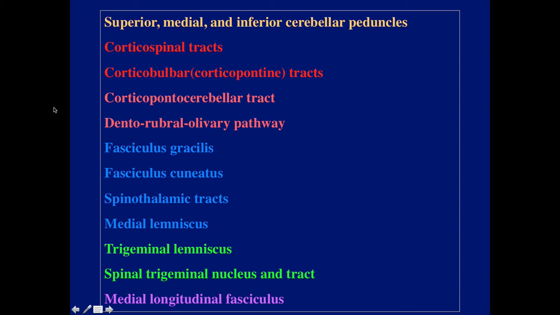And that brings me to the topic of the medial longitudinal fasciculus, known as the MLF. Now remember that I showed this chart before when I was talking about the various tracts going through the brainstem. I covered all of these in my talk on the brainstem, and then I covered the trigeminal lemniscus and the spinal trigeminal nucleus and tract when I talked about the trigeminal nerve, and that left one tract that I did not cover, which I'm talking about today, the medial longitudinal fasciculus.